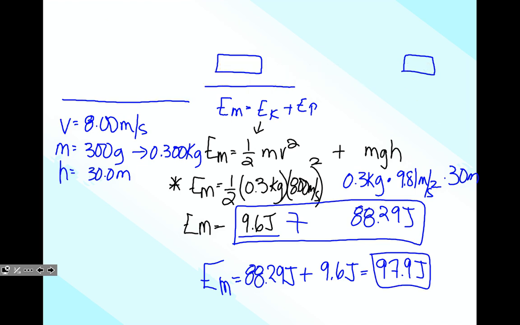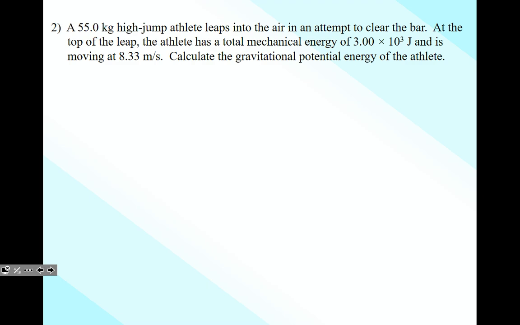Okay, let's move on to the next one. A 55 kilogram high jump athlete leaps into the air in an attempt to clear the bar. So we have a mass. It's already in kilograms, so we're good to go.